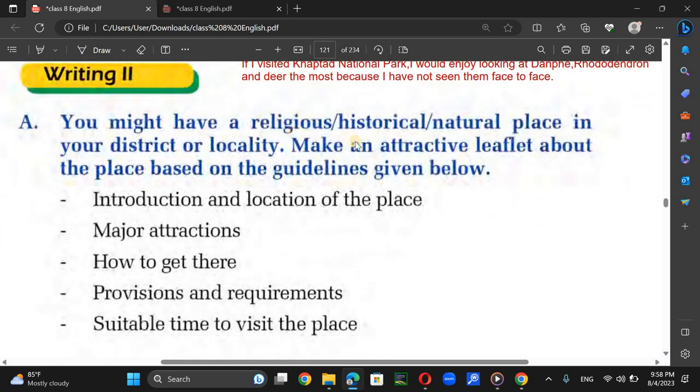Now, you might have a religious or historical natural place in your district or locality. Make an attractive leaflet about the place based on the guidelines given below. Introduction and location of the place. You can design a leaflet just as you have read above about Khaftar National Park. This is called a leaflet.